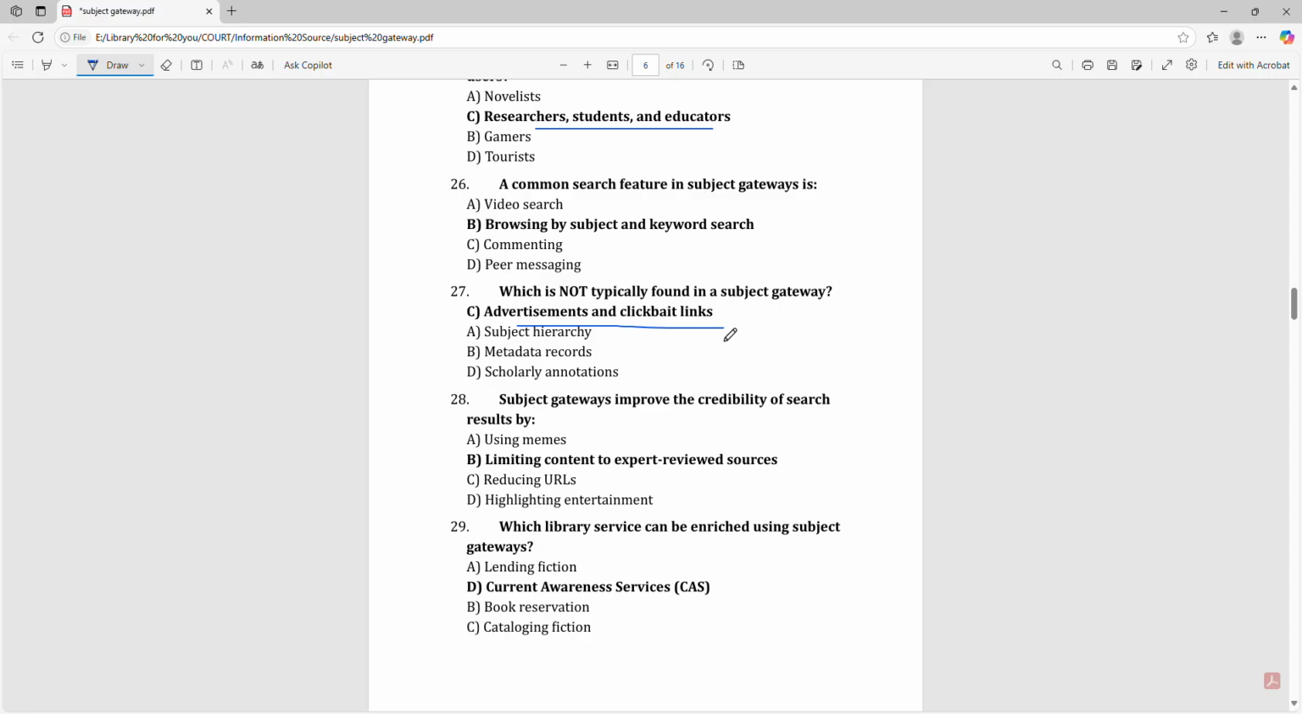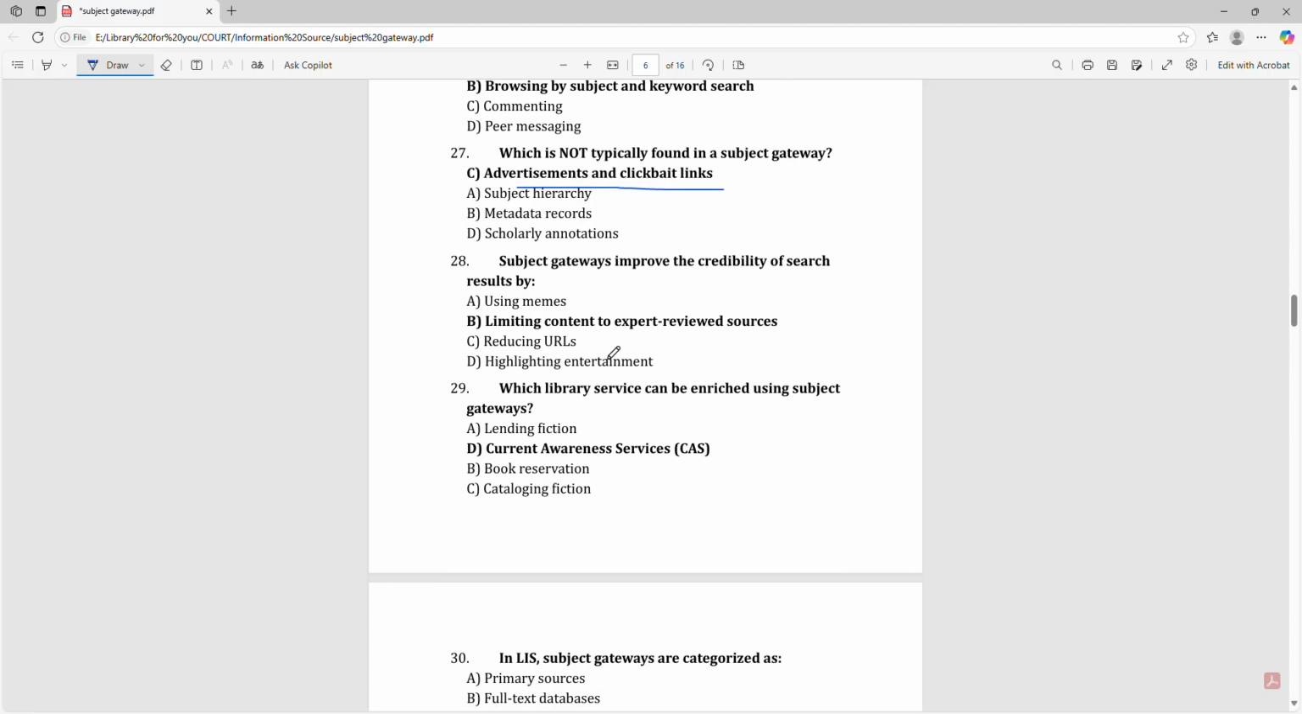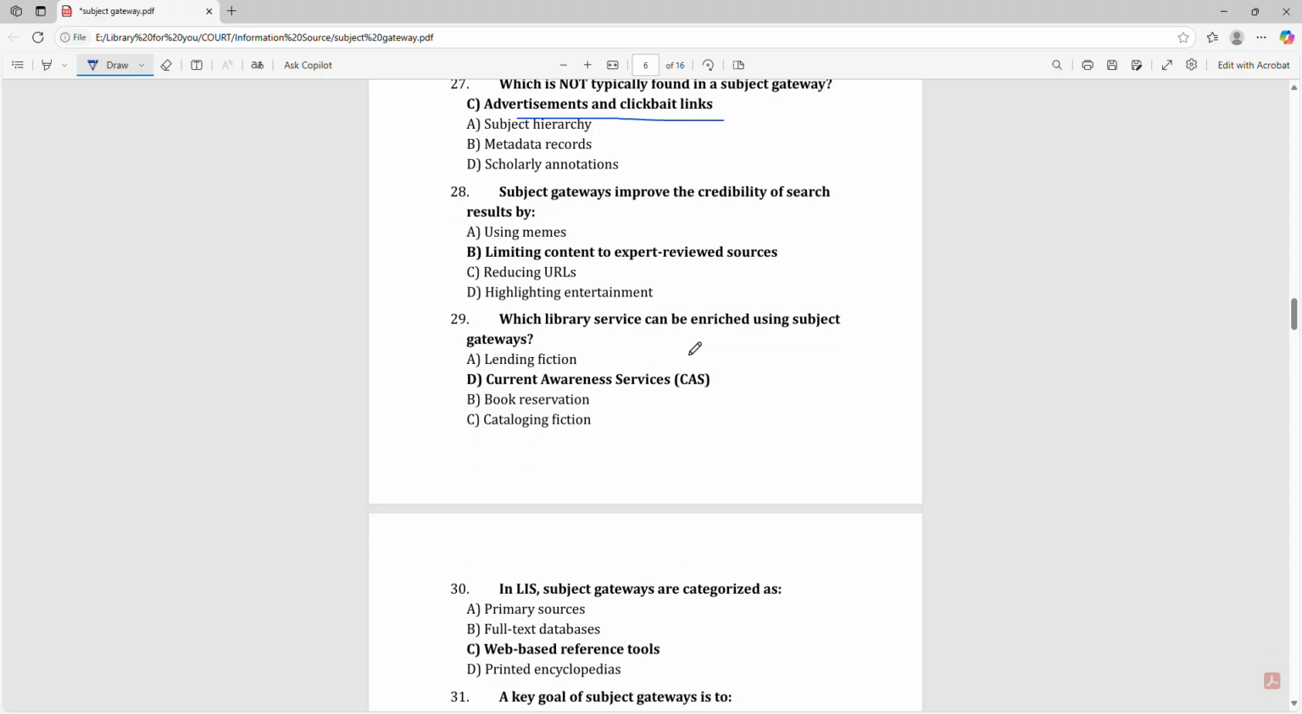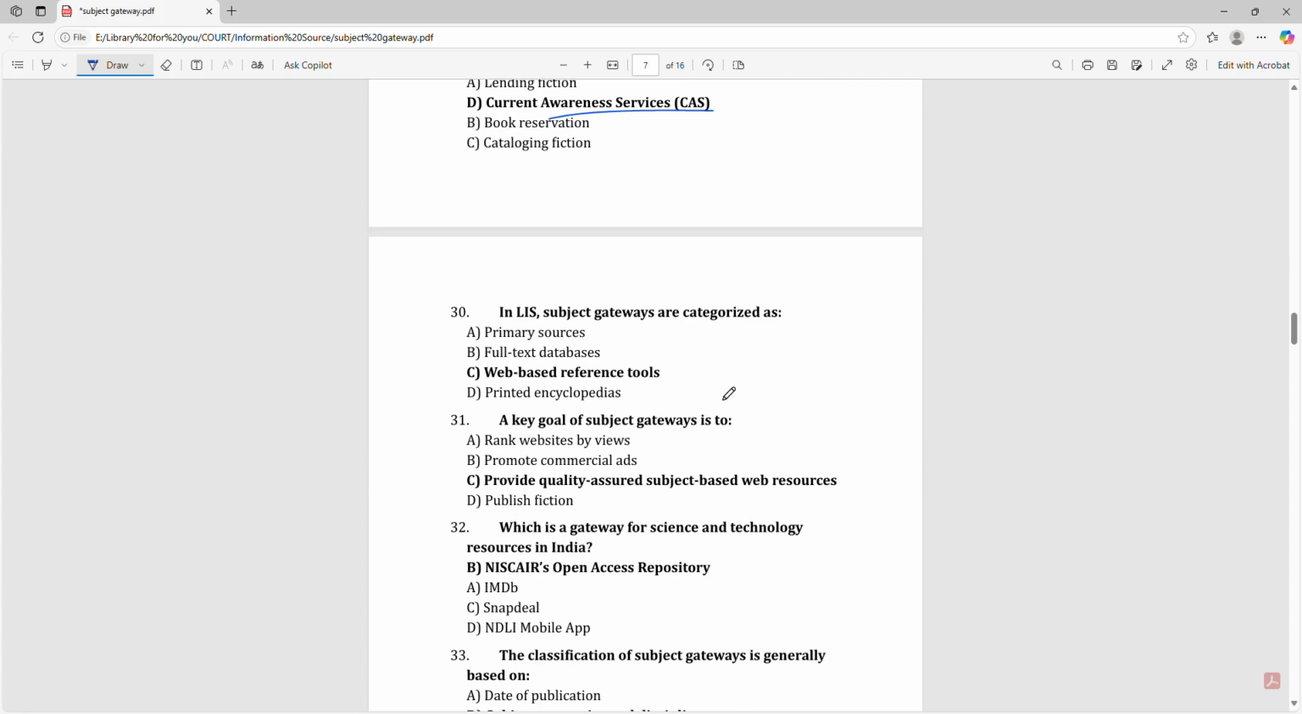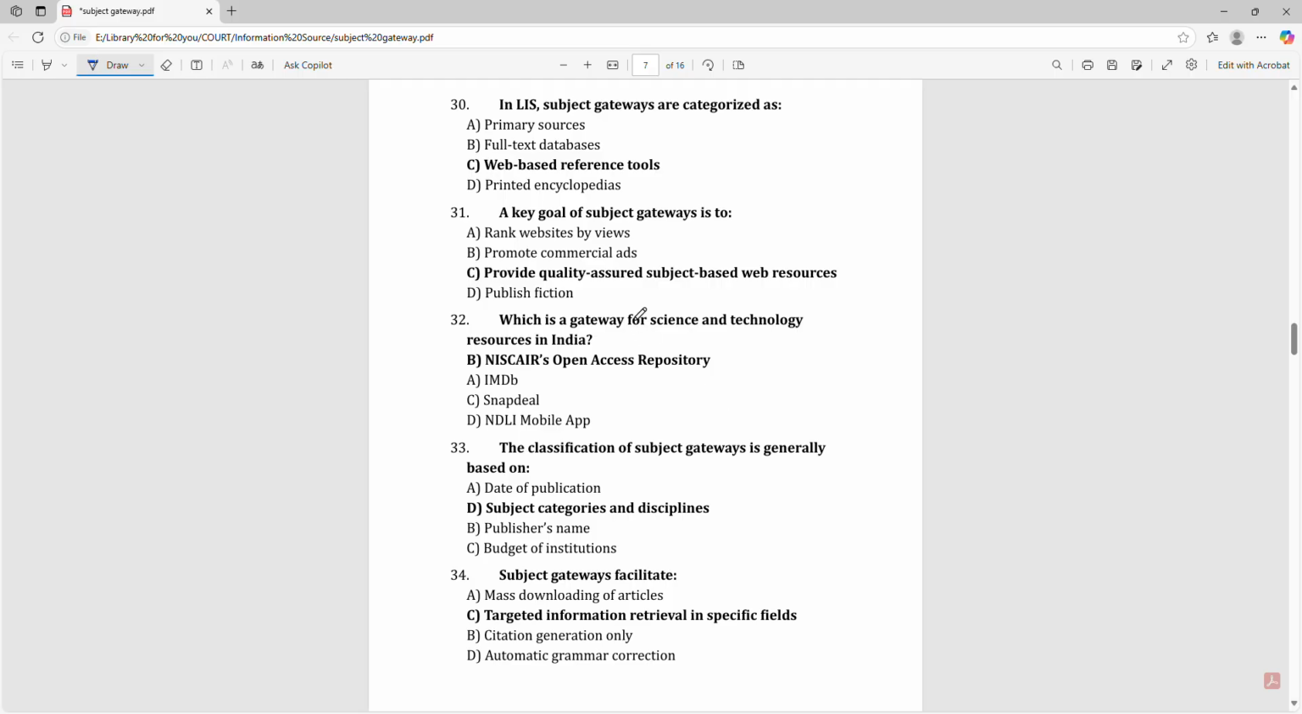Subject gateways improve the credibility of search results by limiting content to expert-reviewed sources. Which library service can be enriched using subject gateways? That is current awareness service. In LIS, subject gateways are categorized as web-based reference tools. A key goal of subject gateways is to provide quality-assured, subject-based web resources.